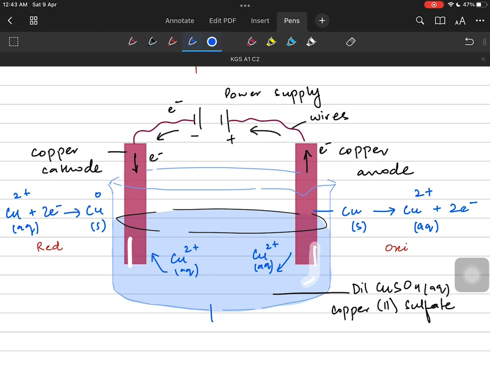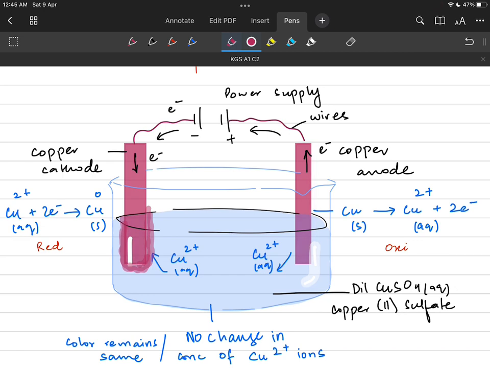You will gradually notice that the mass of the anode changes as well as the cathode, whereas there will be no change in solution because the concentration of the copper ions in the solution remains the same. They are released from the anode after oxidation, but they are reduced on the cathode. So they are not staying in the solution. The amount of copper ions will remain the same, so the color will also remain the same.